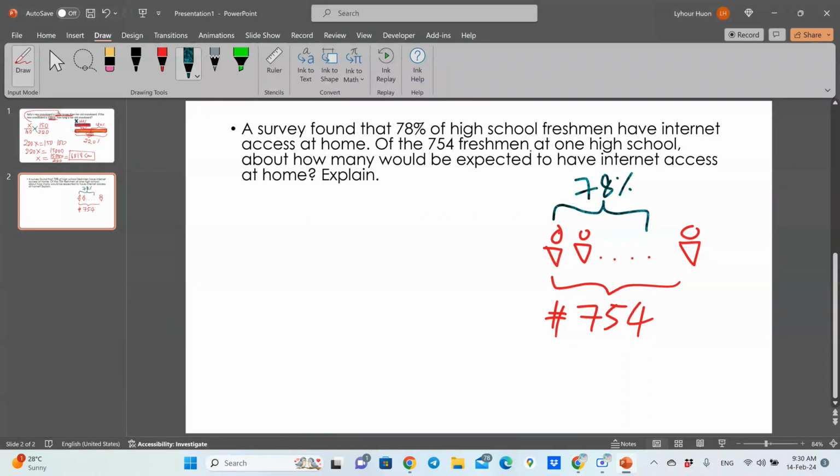So how do we find out? 754 divided by 78? Or no? Divide or multiply this one for this case? 754 over... No. Okay, wait.